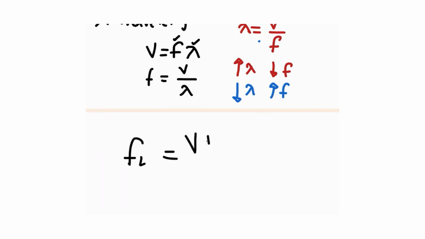The speed of the listener plus or minus the speed of the sound, plus or minus the speed of the listener divided by the speed of the sound, again plus or minus the speed of the sound source, all multiplied by the frequency of the source. Okay, this is the equation that we will use when we do calculations.